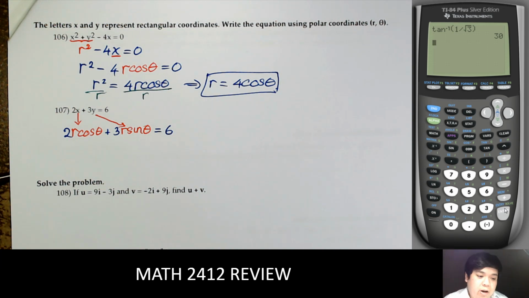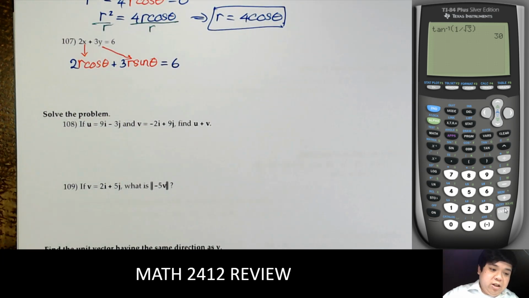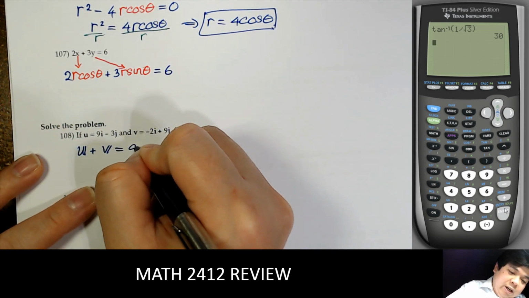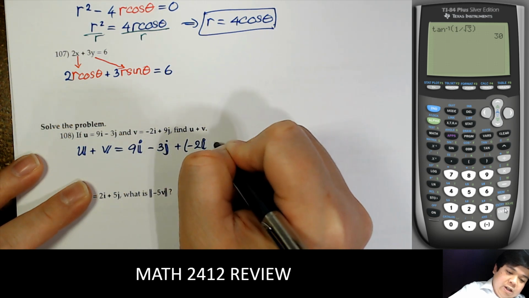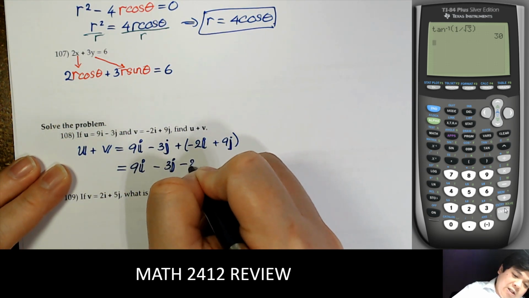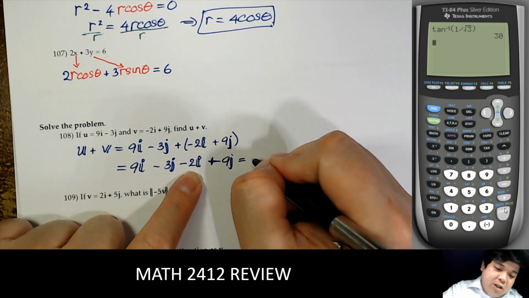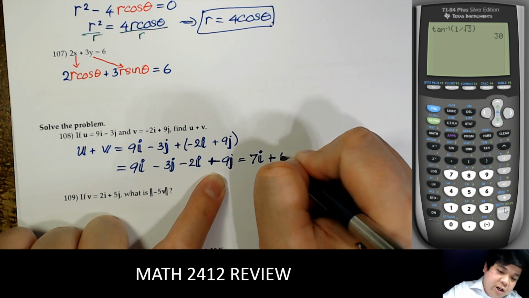Next we go to the vectors. First, if u is that and v is that, find the sum of the vectors. That's a simple one, just the notation for vectors. We have vector u plus vector v: 9i minus 3j plus negative 2i plus 9j. If we write it like that, we just combine like terms. So 9i minus 2i is 7i, and minus 3 plus 9 is 6j.